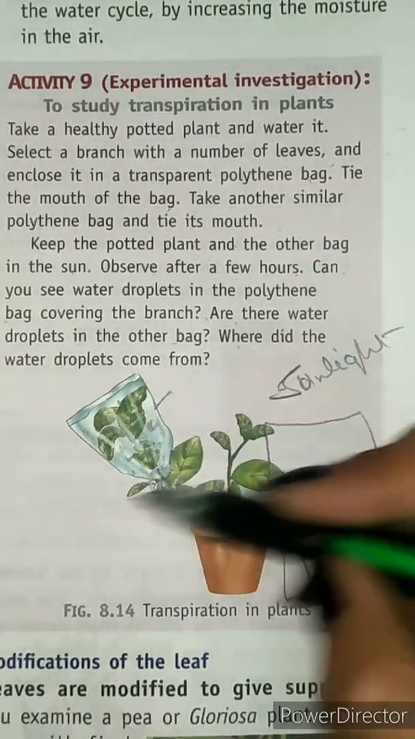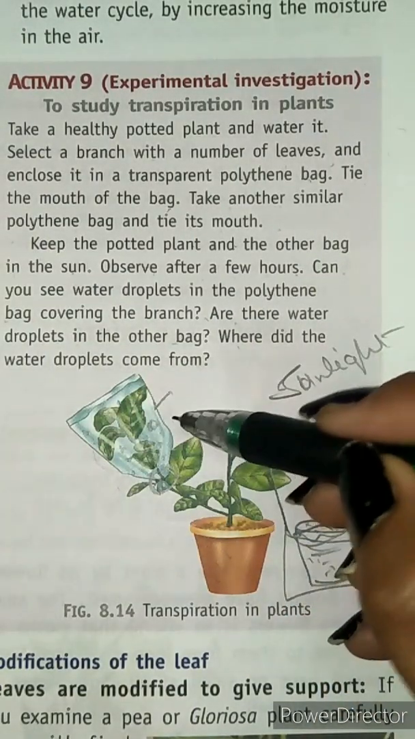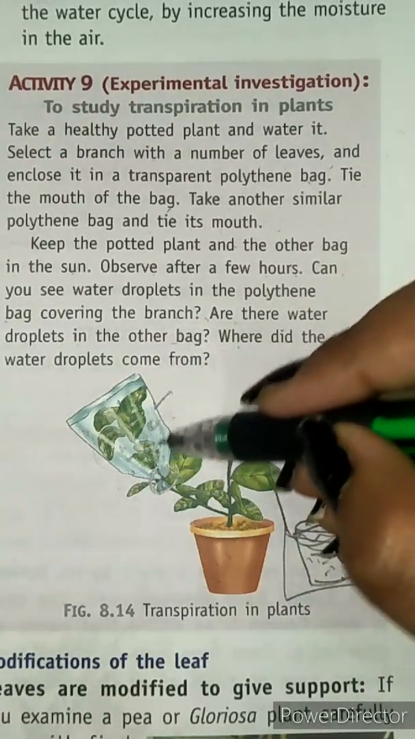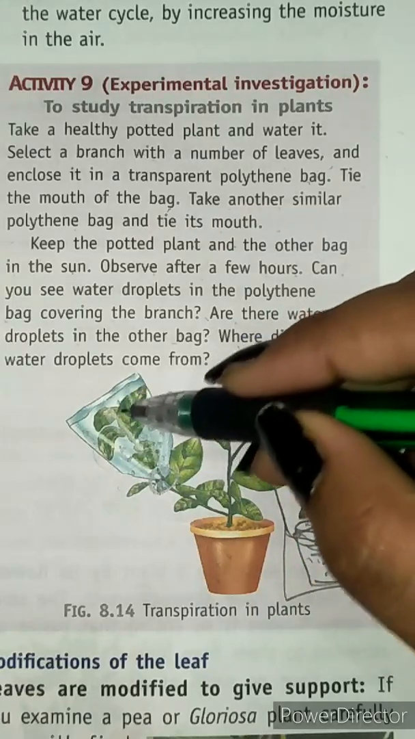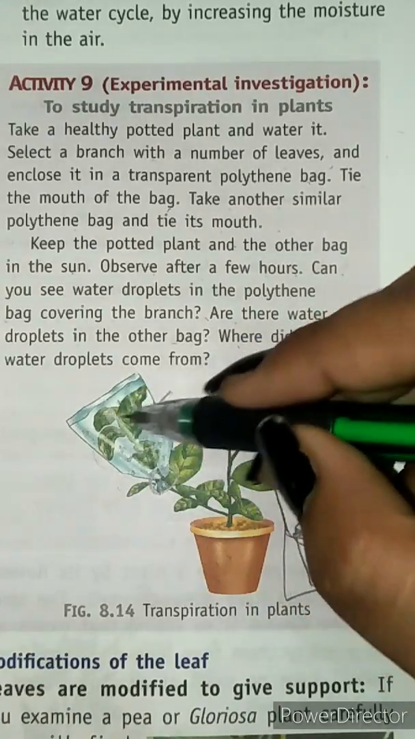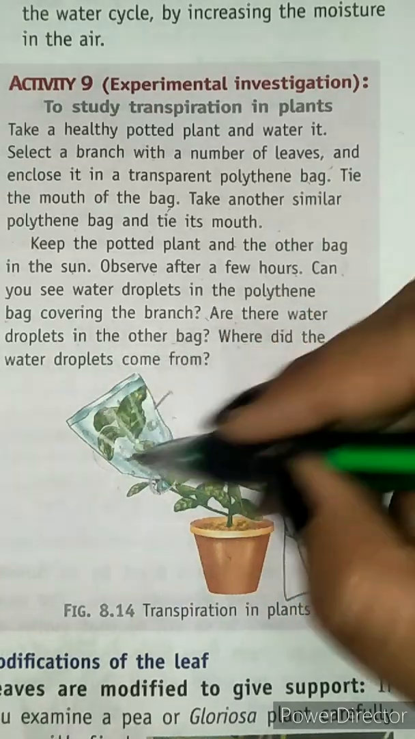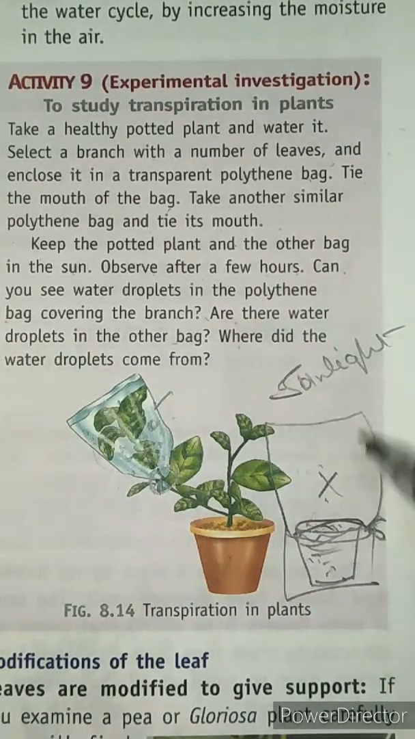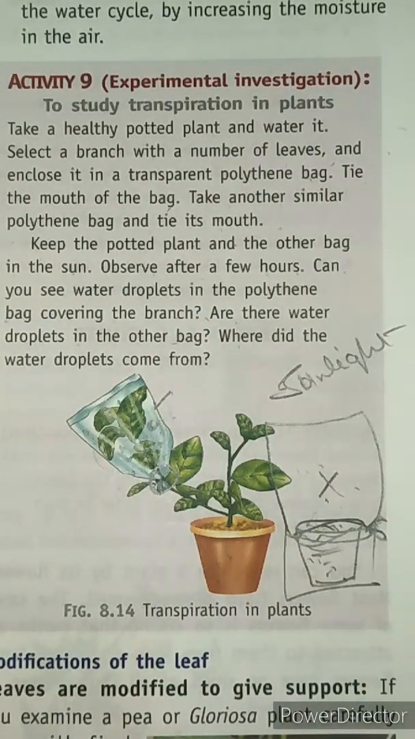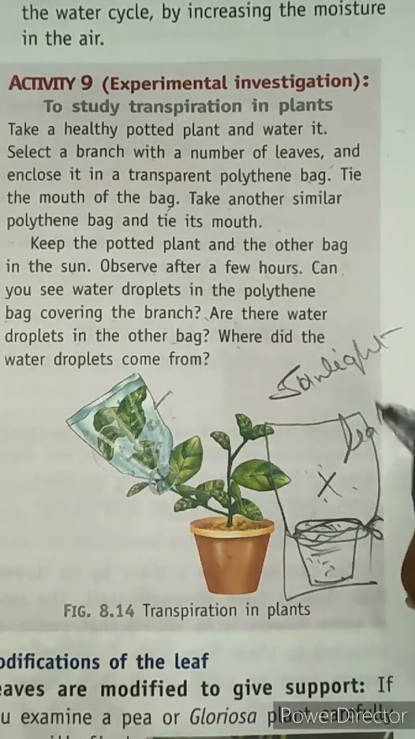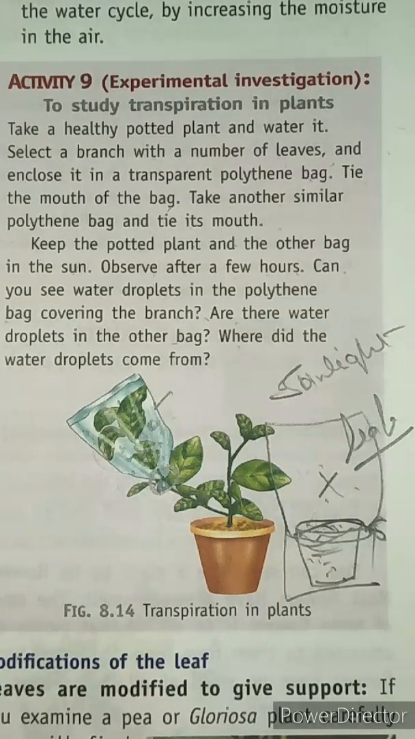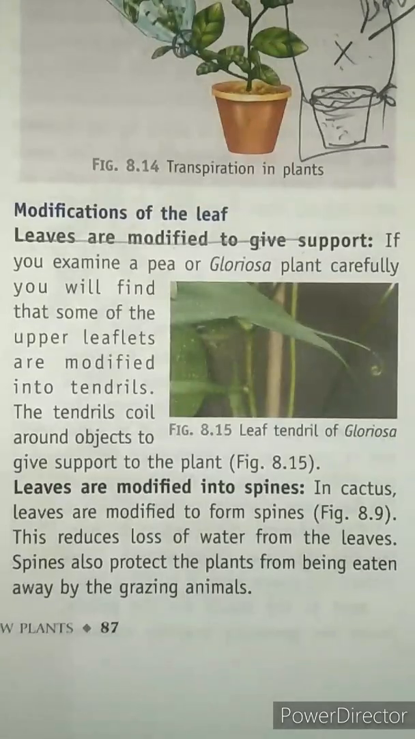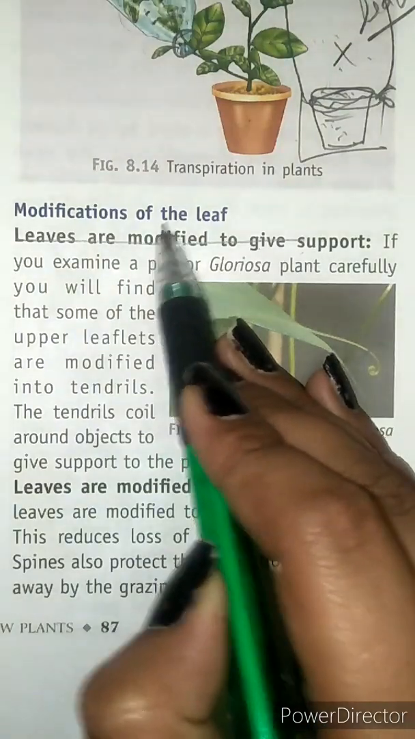You can easily see the polythene has so many water droplets in it. These come from the leaves present under this polythene. Clear? And in this polythene no water droplet will come, because there is no leaf. So that is why transpiration would not occur here. Got it? So our next topic is modifications of the leaves.